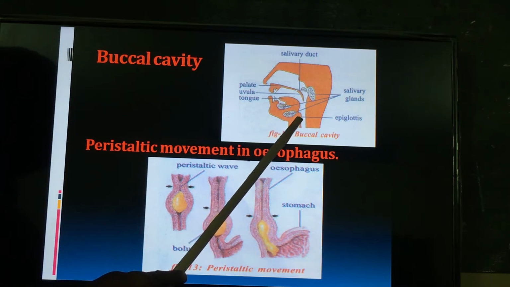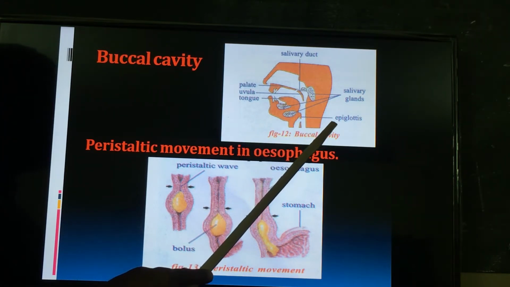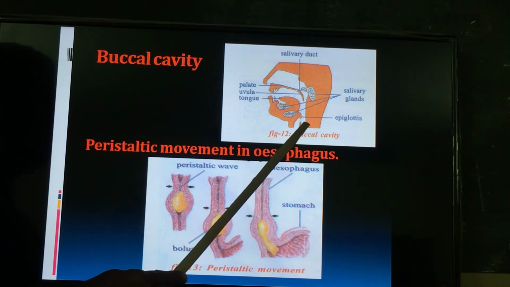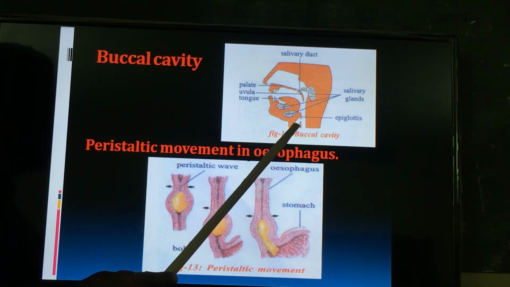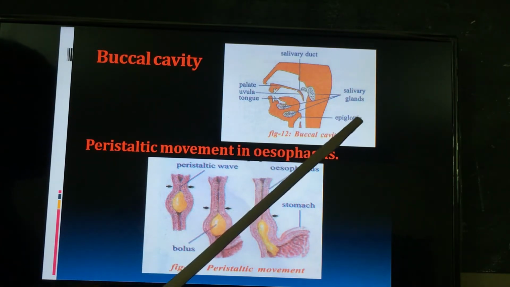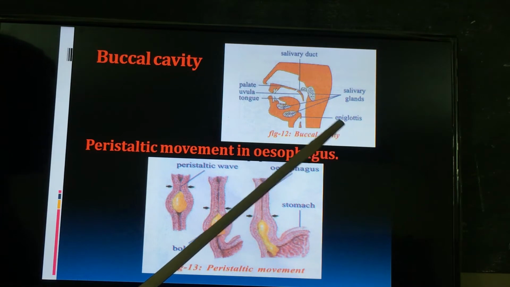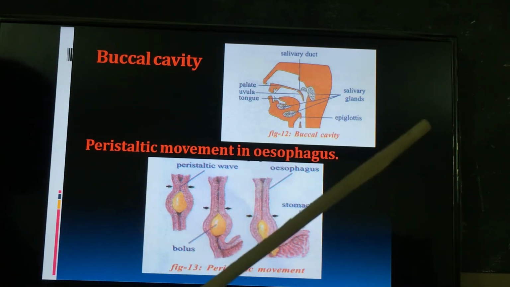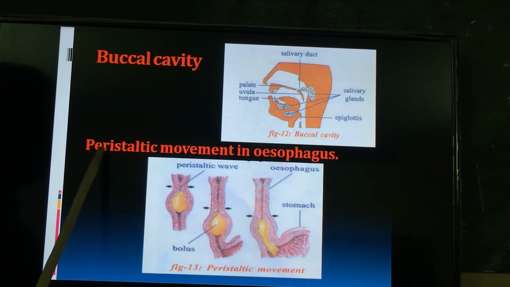Here is a structure called the epiglottis. This epiglottis is very useful, which helps to send food into the esophagus and air into the larynx. The function of the epiglottis we will learn in the next lesson, that is the respiration lesson. See here, peristaltic movement in the esophagus.